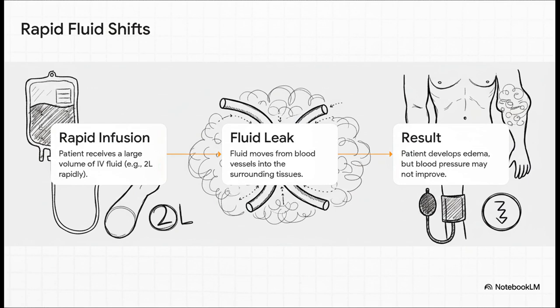Okay, let's talk about third spacing. This happens when you dump a bunch of IV fluid into a patient, but instead of staying in the blood vessels where you want it, it leaks out into the tissues. So you get this weird situation where the patient is puffy and swollen, but their blood pressure is still in the tank. If you see a patient who's getting tons of fluid, they're gaining weight, but they're not peeing and their BP is still low, you're looking at classic third spacing.